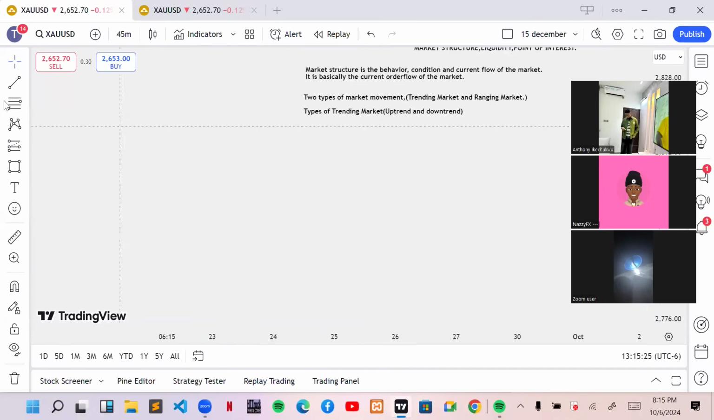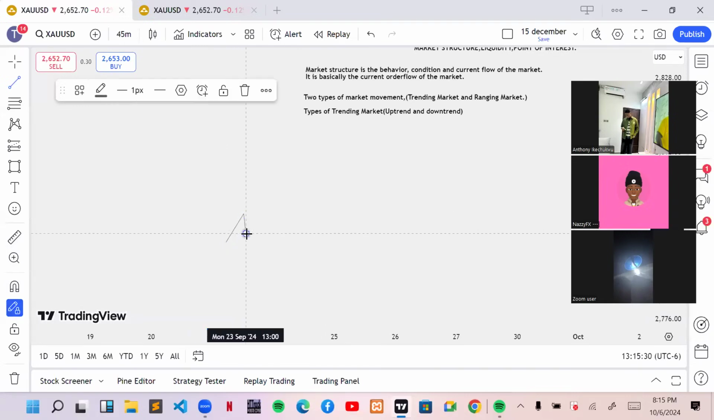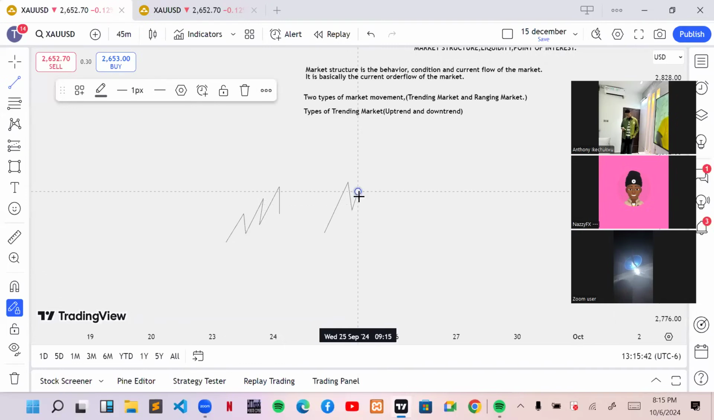Market is making a series of higher highs and then higher lows, higher highs and then higher lows. This is what it means for market to be on an uptrend. Meanwhile, a downtrend is market making a series of lower highs and then lower lows. This is what it means for market to be on a downtrend.